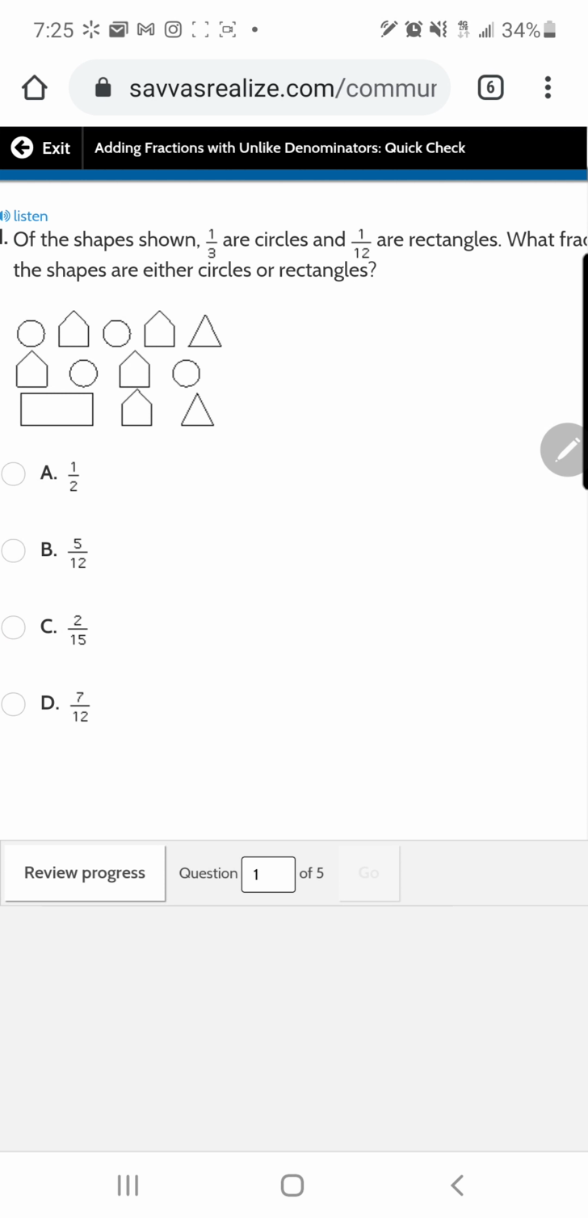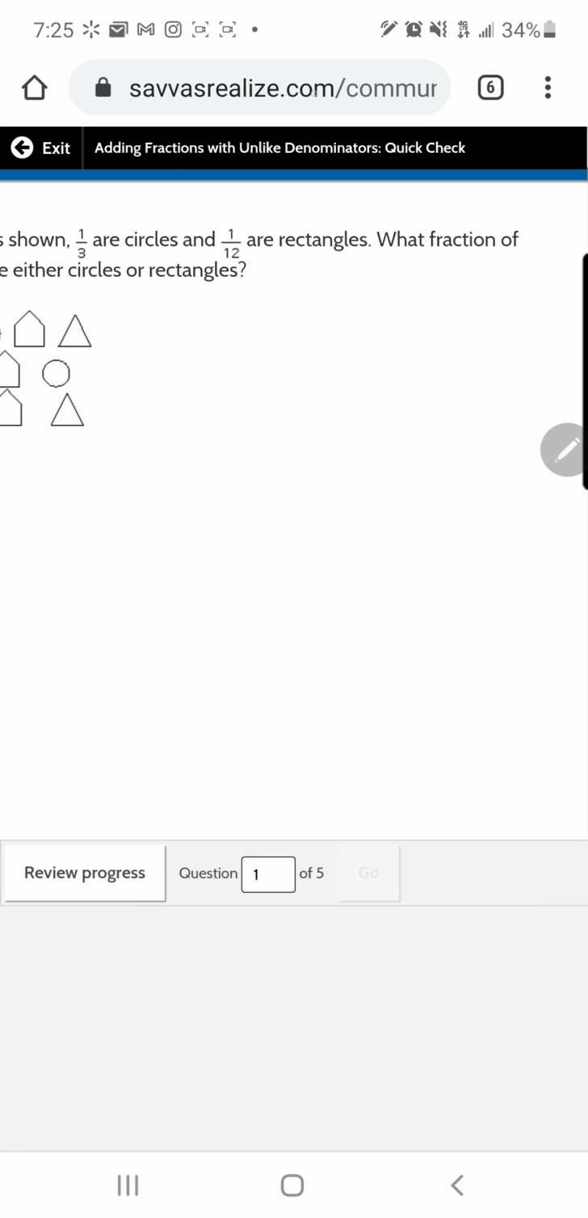So what we want to do here is this is one of the quick checks for adding fractions with unlike denominators. Let's go ahead and get started. It says number one, of the shapes shown, 1/3 are circles and 1/12 are rectangles. What fraction, let me go ahead and underline the question as I move along.